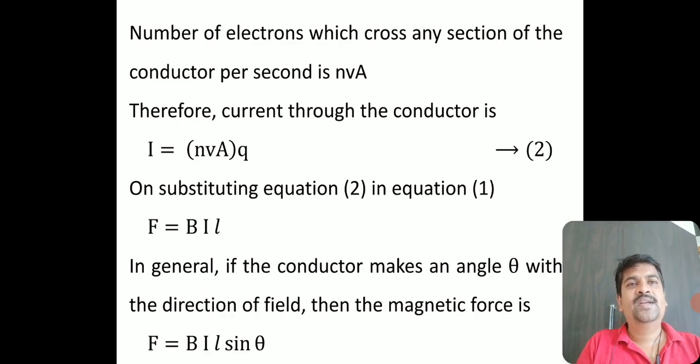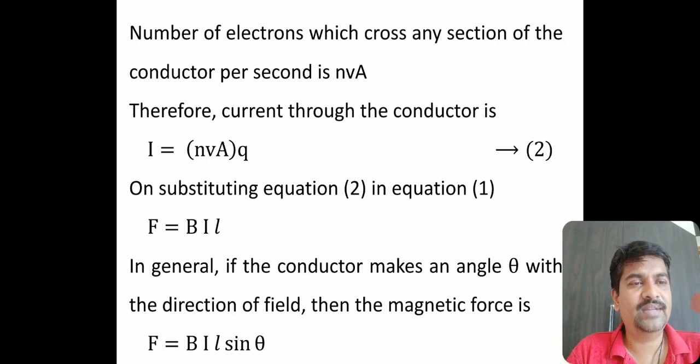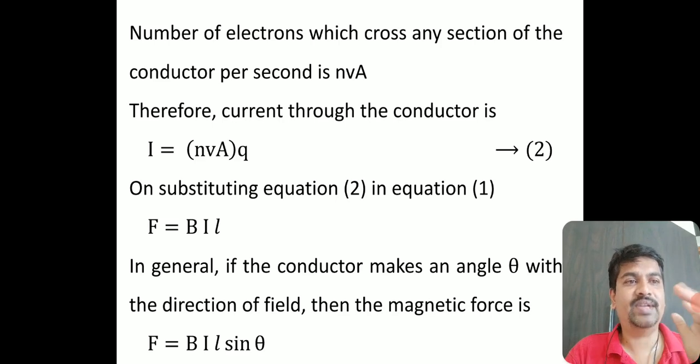Now I look at the number of electrons which cross any section of the conductor per second. I am looking for per second, so there comes the velocity. NVA, number of electrons in that cross section area A. It is N into A. If I take per second, I need to write the velocity.